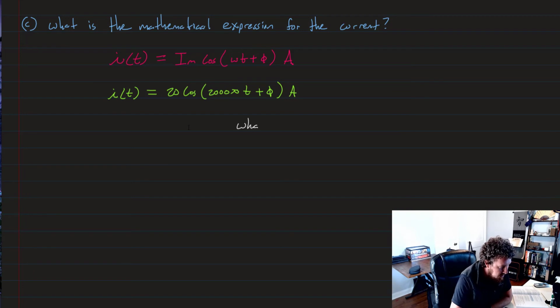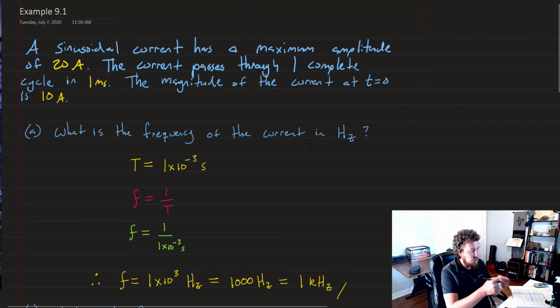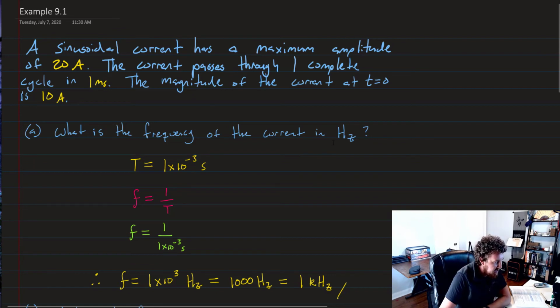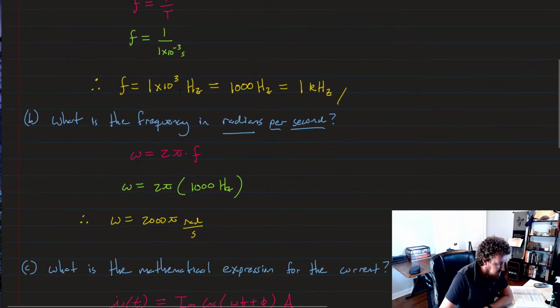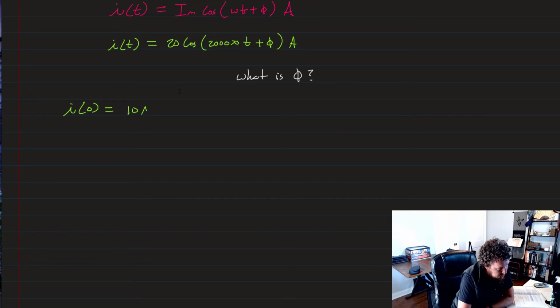But what is phi? What is our phase angle? We talked about in the previous video that phase angle just tells us what our value of that sinusoid will be at t equals 0. And in the problem description here, it says the magnitude of the current at t equals 0 is equal to 10 amps. So what we can do is we can say that i of 0 is equal to 10 amps. And we'll say that's equal to 20 times the cosine of 2,000 pi times 0 plus phi amps.